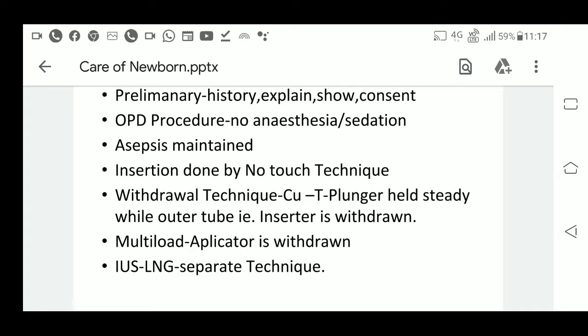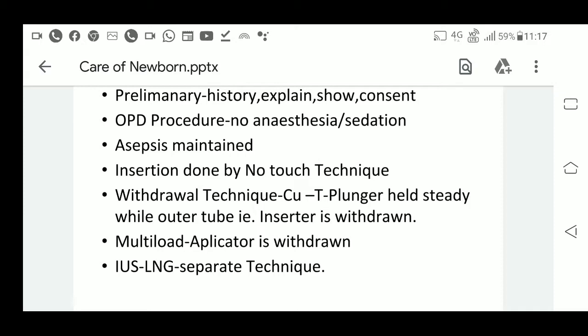We will explain to the patient what the procedure is going to be, and we have to show the IUCD to the patient, and after that take the consent of the patient for IUCD insertion. This is an OPD procedure. We don't need any anesthesia or sedation. Throughout the procedure, asepsis should be maintained, and IUCD is introduced under asepsis with no touch technique. We are not touching the IUCD with our hands.